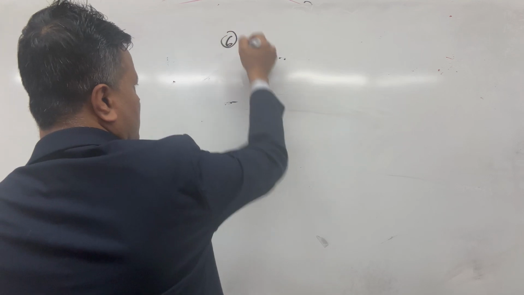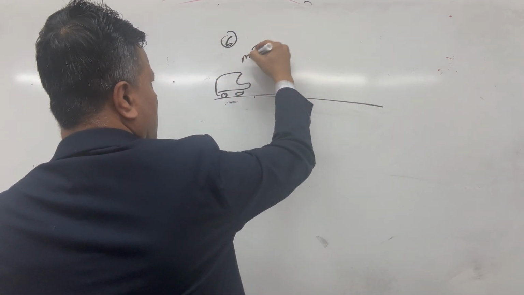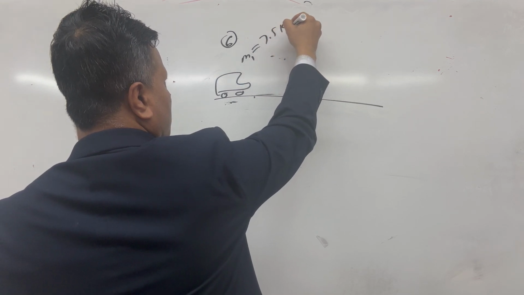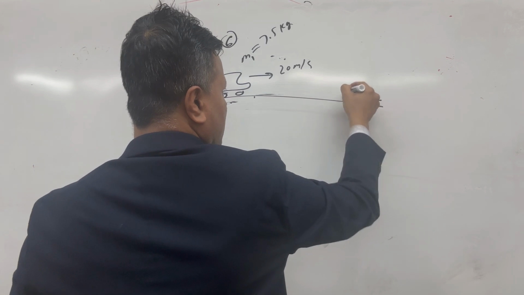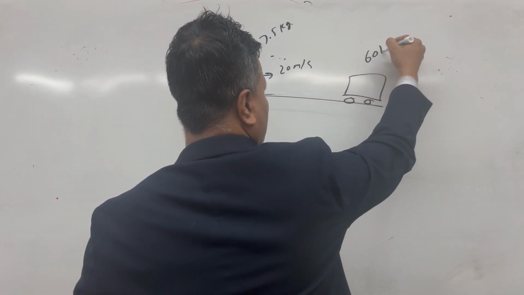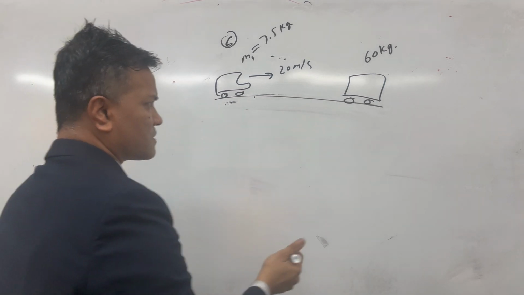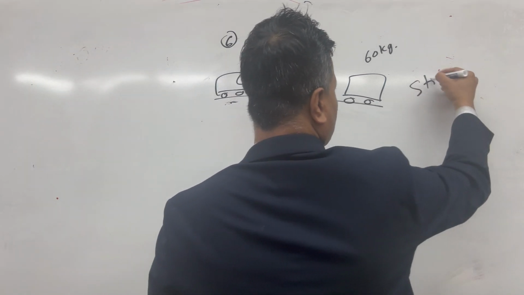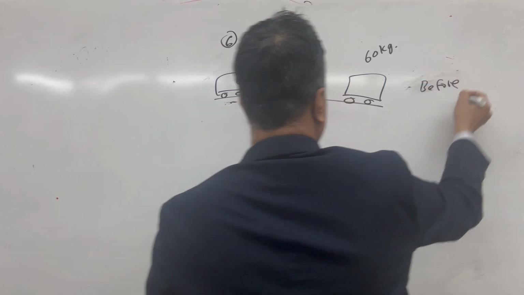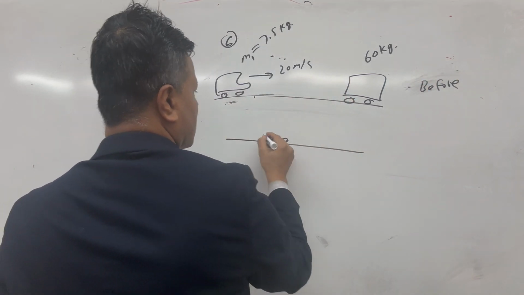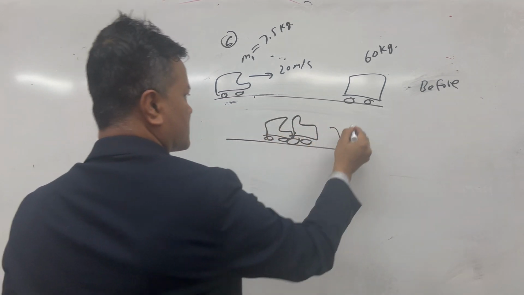Problem 6: a car which has a mass of 7.5 kilograms moves at 20 meters per second and hits a car that is at rest with a mass of 60 kilograms. Okay, so after the collision, they stick together. This is before, this is after. They stick together. So what is the velocity?